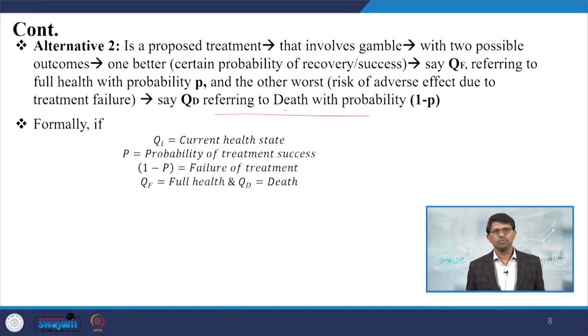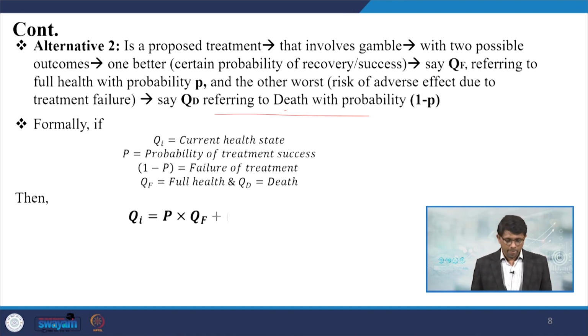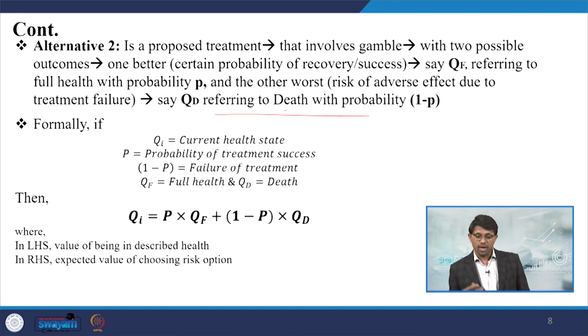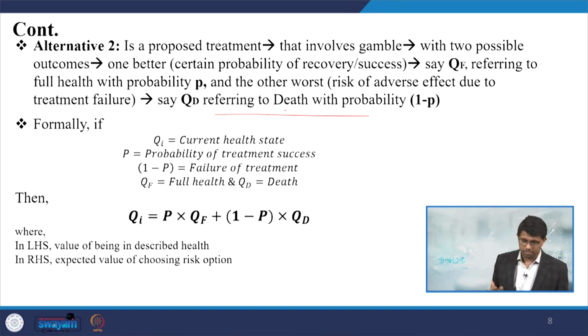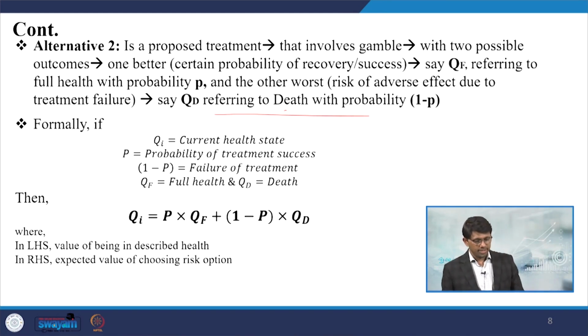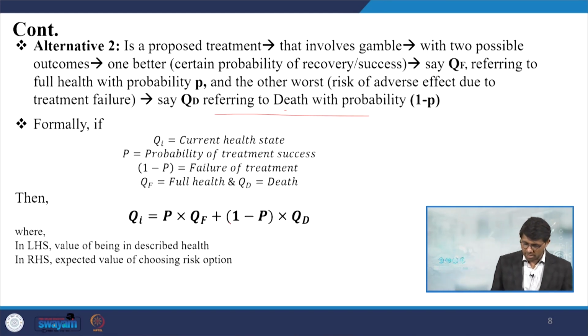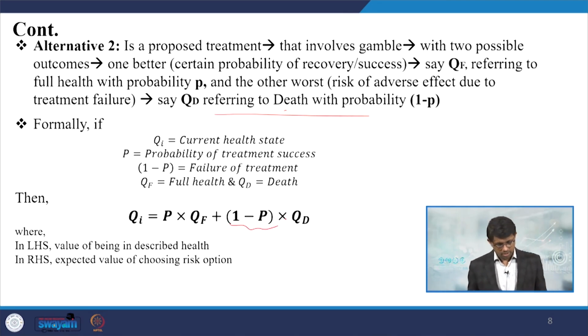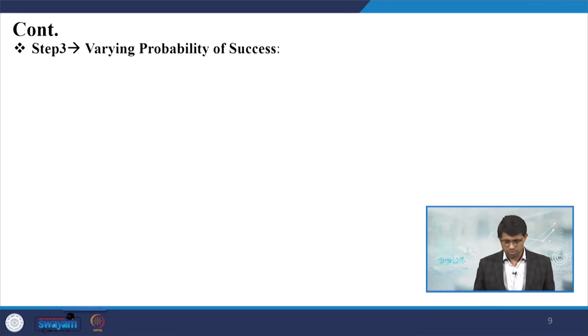Hence, the utility function is defined in expected form with probabilities P and 1 minus P. So, we can write P times QF. QF, we have already said, is if the patient improves with the treatment, and the second one, 1 minus P, is not improving, rather losing life. Okay. So, the left hand side explains the value of the described health, and the right hand side explains the expected value of choosing the risk option.